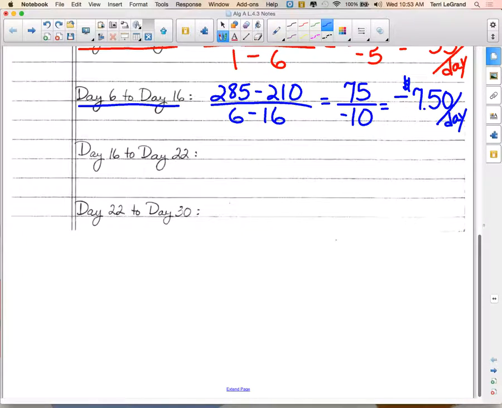Okay, day 16 to day 22. Who's got the setup for us? How's this one going to go? Upstairs: 210 minus 210, take away 210. The balance on day 16, take away the balance on day 22. What's going downstairs? Talia?